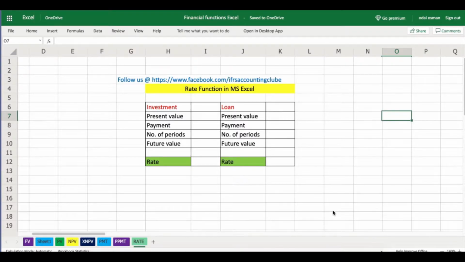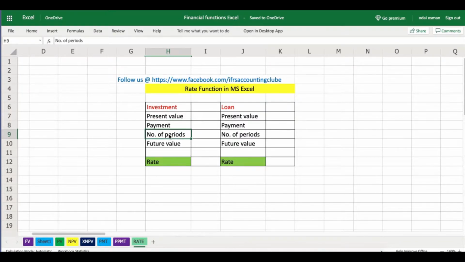Hi friend, in today's video we are going to learn how to calculate the RATE function in Microsoft Excel. The RATE function helps us answer the question of what interest rate we are going to pay on an investment or loan.